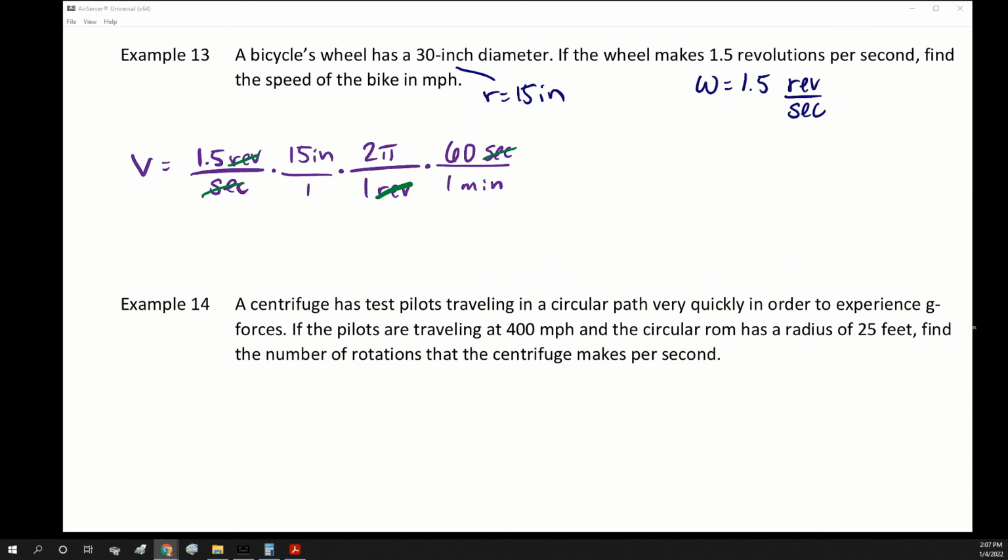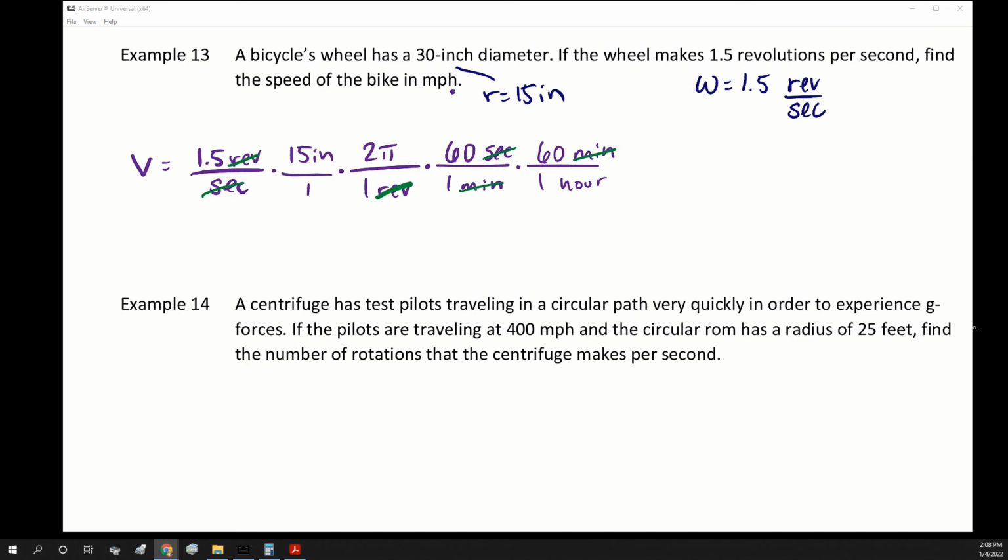We're not there yet. We're getting a little closer. So we want miles per hour. So I know there are 60 minutes in 1 hour. Do you guys know why I chose to write it that way and not 1 hour over 60 minutes? I hope so. Because we want to cancel minutes. Minutes was in the denominator. Multiplying it by minutes in the numerator cancels minutes.